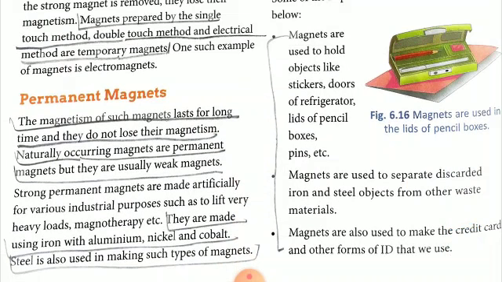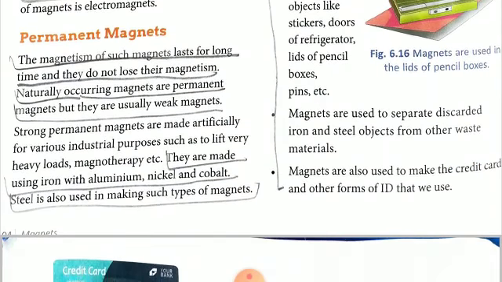Naturally occurring magnets are permanent magnets, but they are usually weak magnets. The magnets which occur naturally in nature are known as permanent magnets. Strong permanent magnets are made artificially for various industry purposes such as to lift very heavy loads, magnetotherapy, etc. They are made using iron with aluminum, nickel and cobalt. Steel is also used in making such types of magnets. So these are the examples.